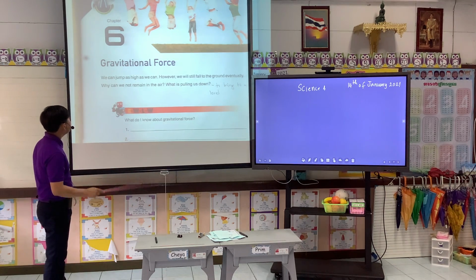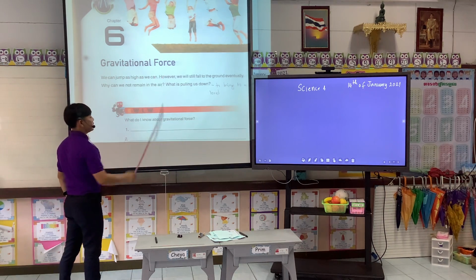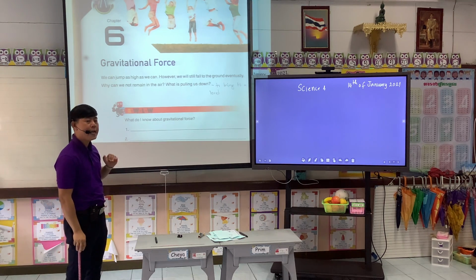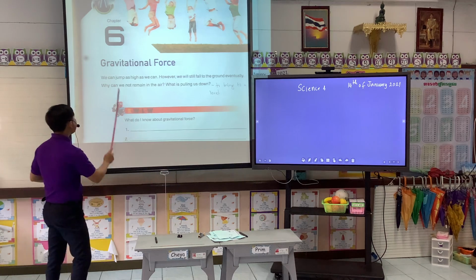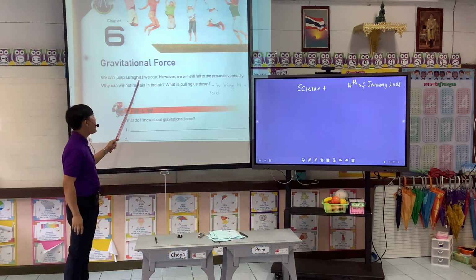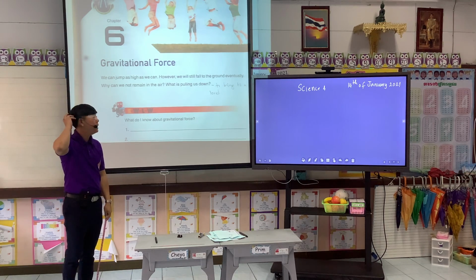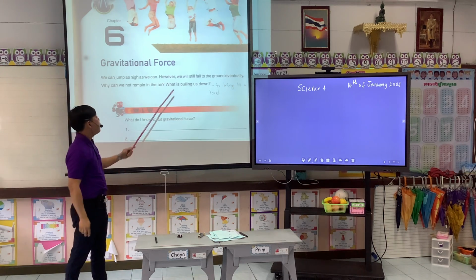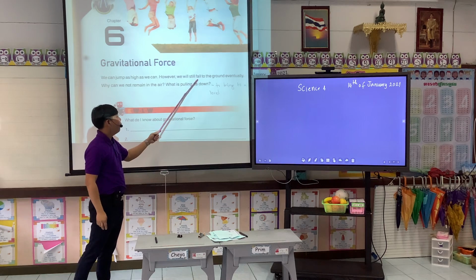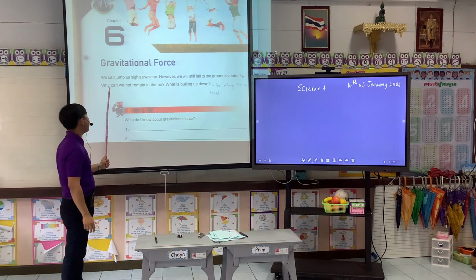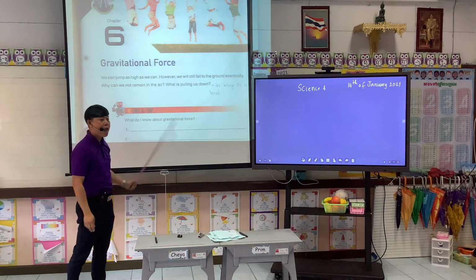So, what is gravitational force? Force means a push and pull of an object. So, we can jump as high as we can. However, we will still fall to the ground eventually. Why can we not remain in the air?